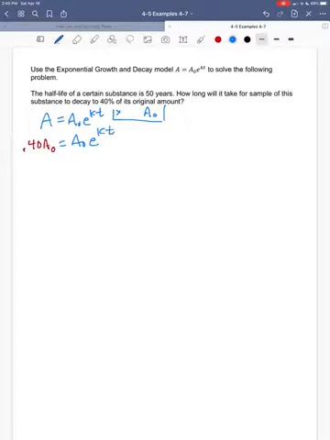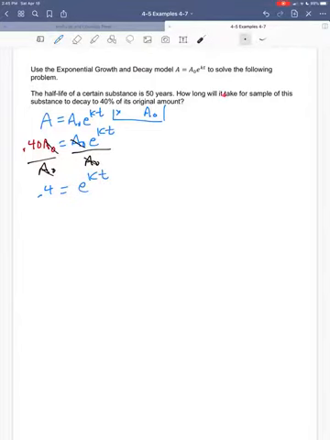And that's going to allow me then to get rid of the A sub 0 if I divide both sides by A sub 0. And so I get 0.4 equals e to the kt. Now, the problem is, how long will it take? I'm trying to solve for t, but I still have another variable in the problem. I have this variable k that I'm going to need to deal with.